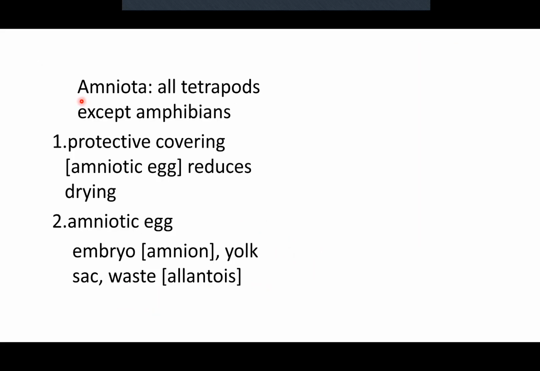But then when we move into the amniotes, which are all tetrapods except for amphibians, here we have a protective covering on the egg, also known as the amniotic egg, that reduces drying and water loss. The amniotic egg is comprised of the embryo, the yolk sac, and a structure to take the waste of the embryo.